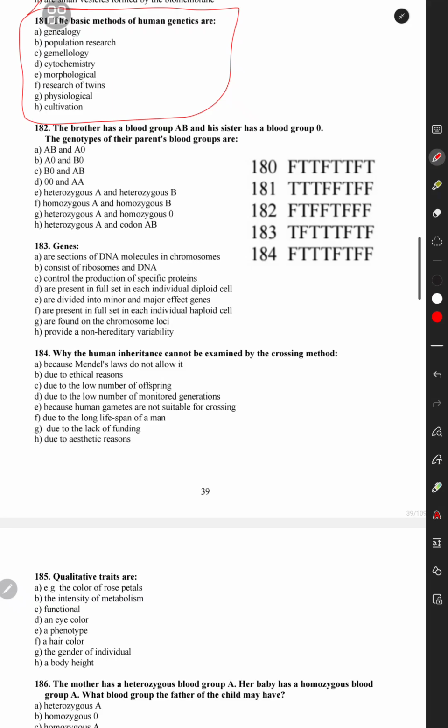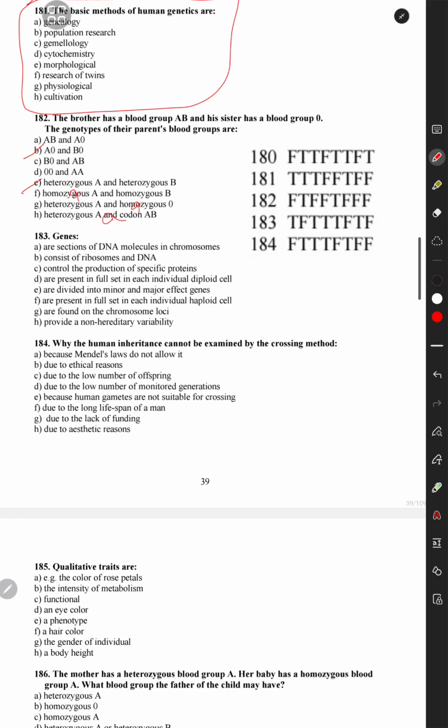The mother has a blood group AB and the brother has a blood group AB and his sister has a blood group O. Parents AO, BO. Heterozygous A and heterozygous B. Homozygous codon. False, true, false, false, true.